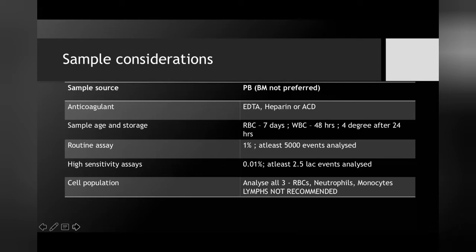High sensitivity assays are those which take a much lower cutoff, that is a cutoff of approximately 0.01%. Obviously, to achieve this cutoff, you have to acquire a much higher number of events. At least 2.5 to 3 lakh events have to be analyzed. So this is the lower limit of detection. Even if you get a 0.01% population of the gated population lacking the GPI anchor, you can label the person as PNH positive.